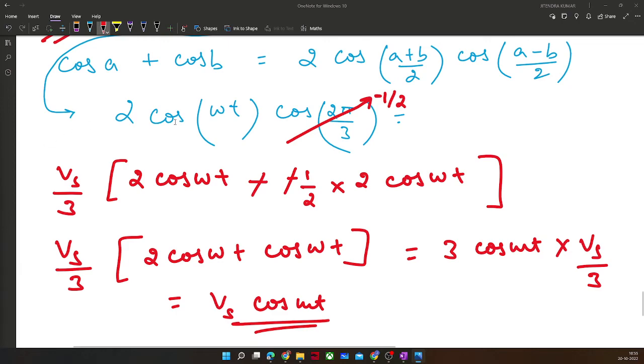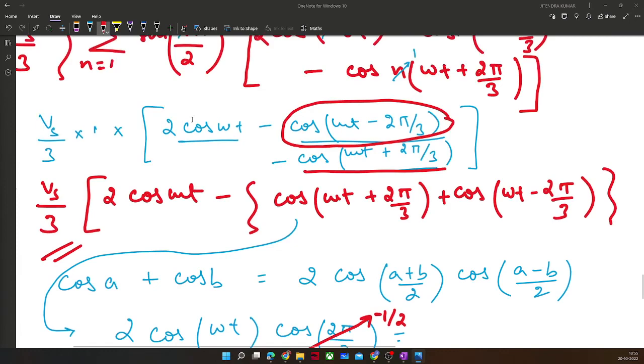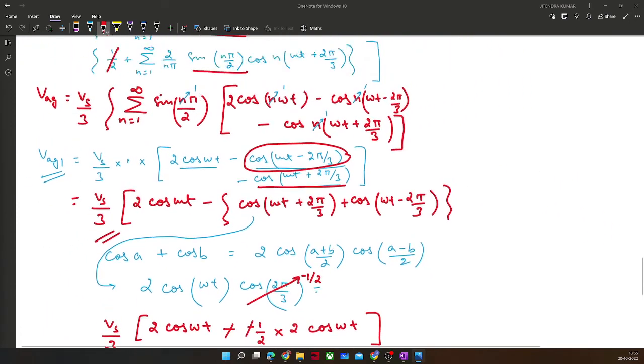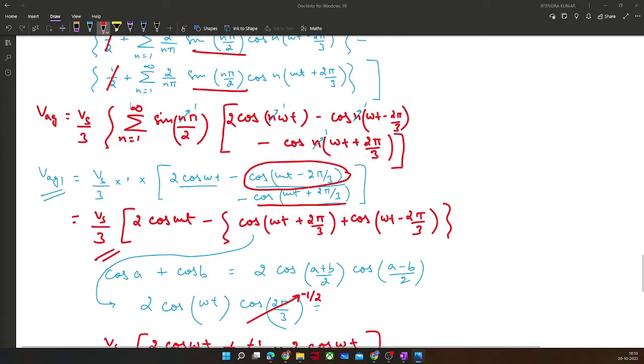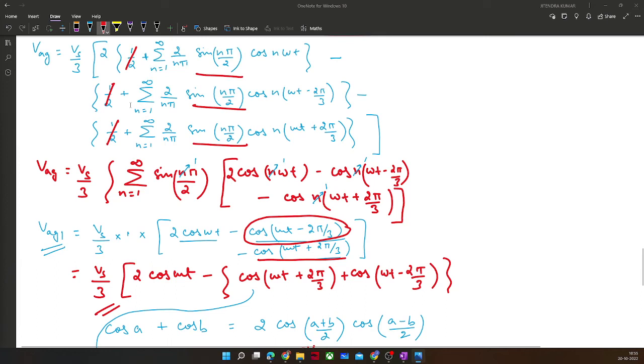So I hope everything is fine till this point. Have I done any mistake? Yes, I have done one mistake. I left this component 2 by n pi from everywhere, right? So I should have multiplied 2 by n pi, and here I should have multiplied by 2 pi n pi, right? Are you getting it?